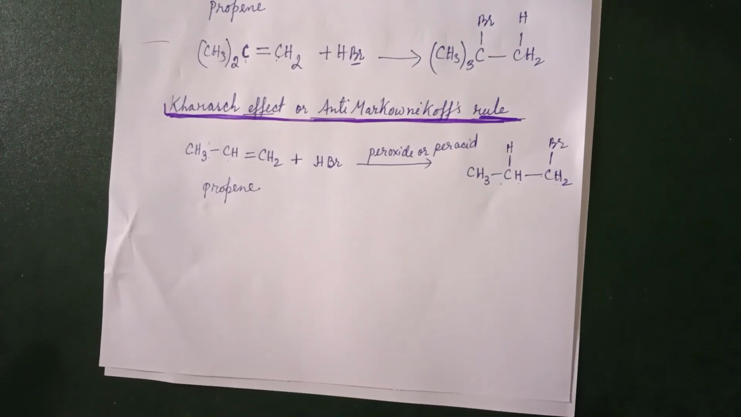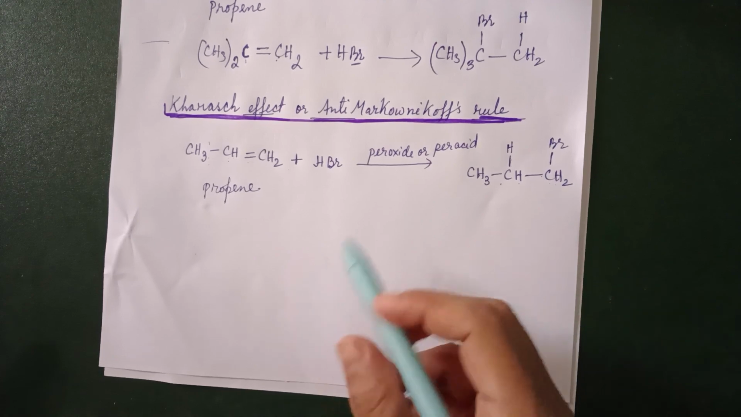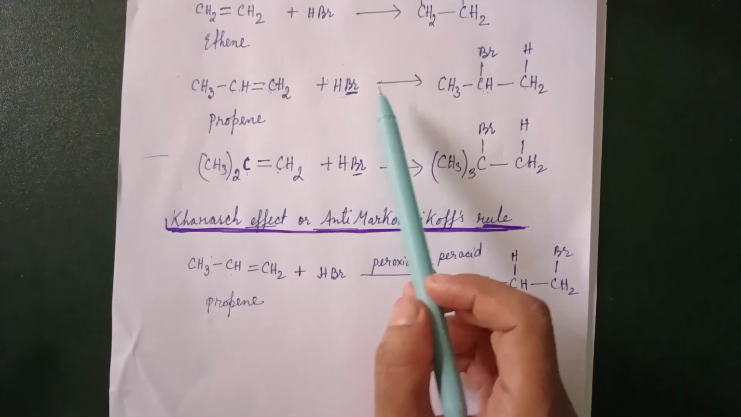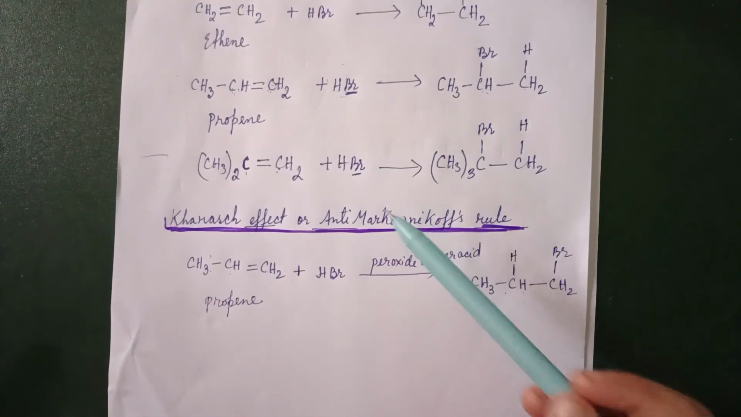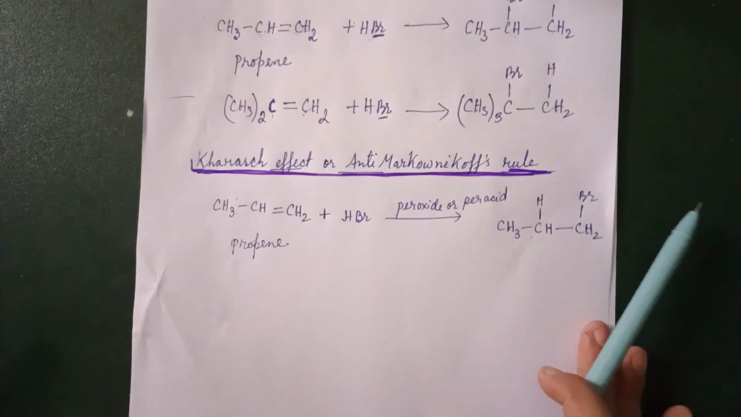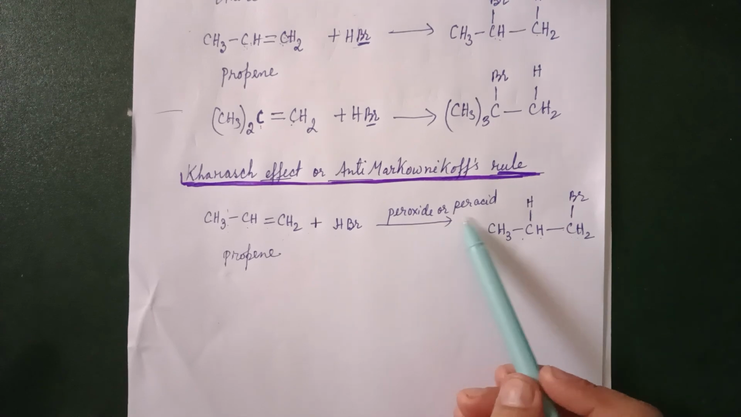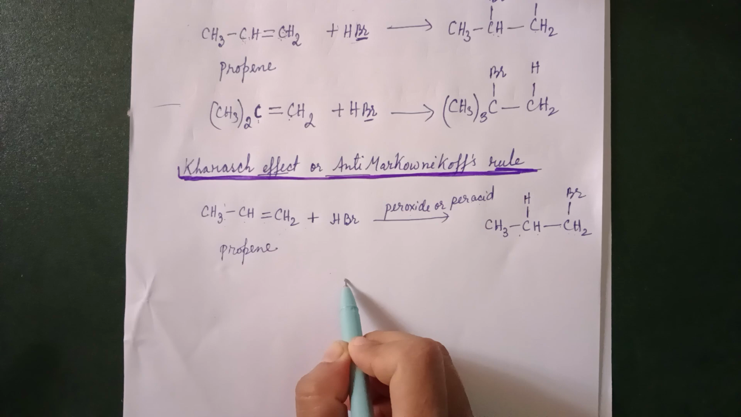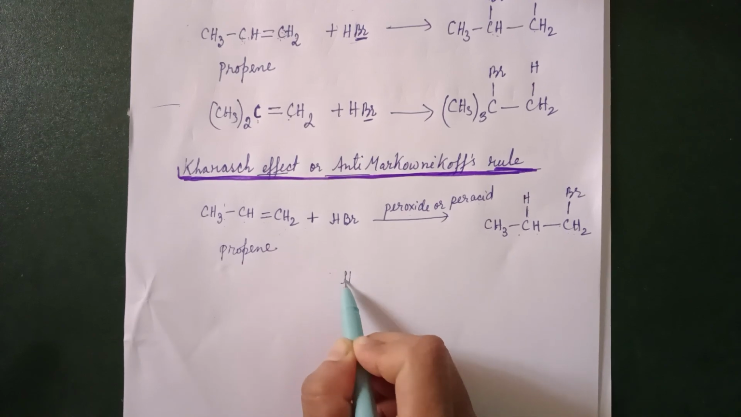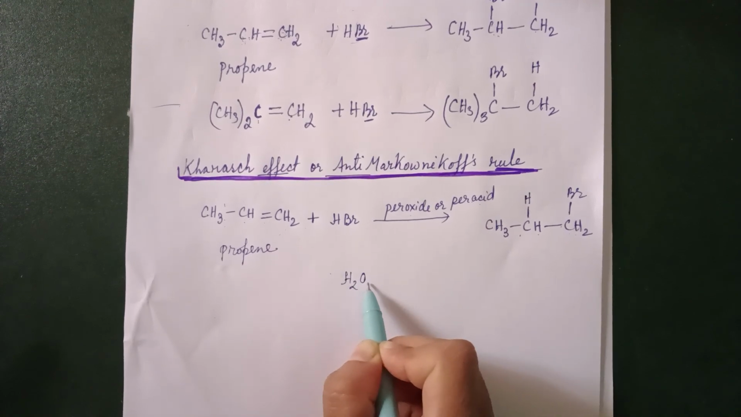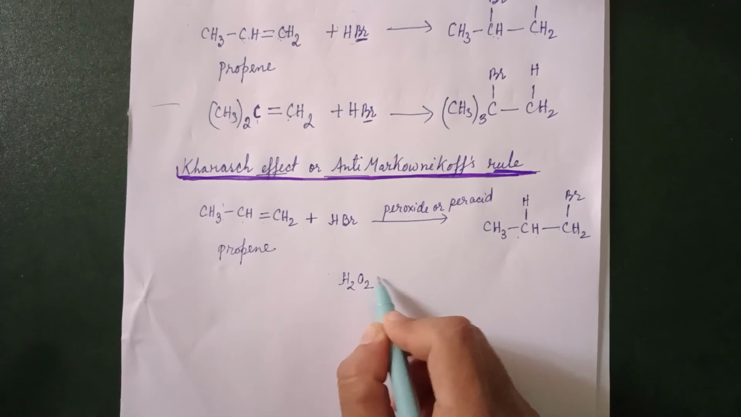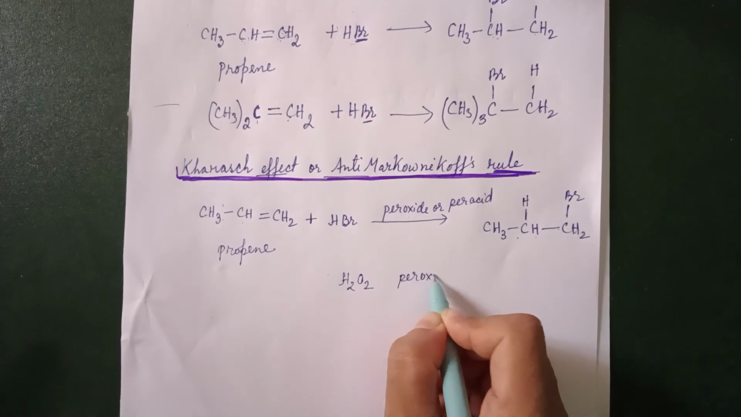Okay, so this is your anti-Markovnikov's rule. How to differentiate between Markovnikov's and anti-Markovnikov's? It is also easy to distinguish. See, in case of Markovnikov's, there is no peroxide or peracid, but in case of anti-Markovnikov's, there is peroxide or peracid. When we say peroxide, what is peroxide? Per means always extra oxygen. Like if I write H2O, water, with extra oxygen it becomes H2O2, hydrogen peroxide. This is your peroxide.